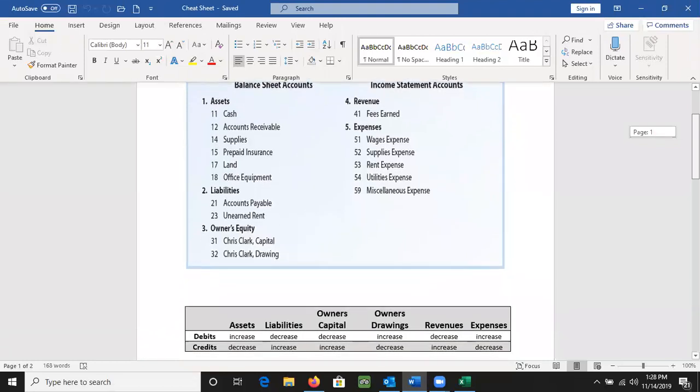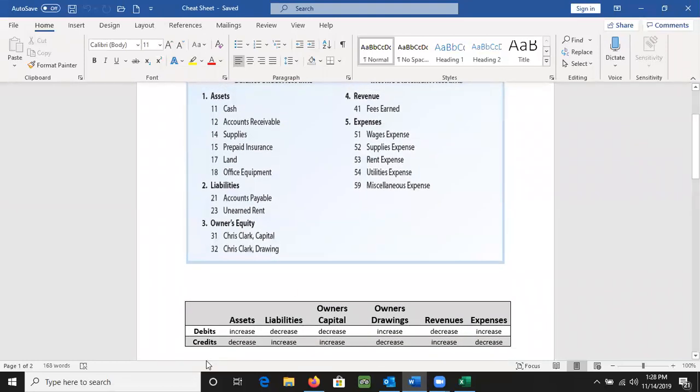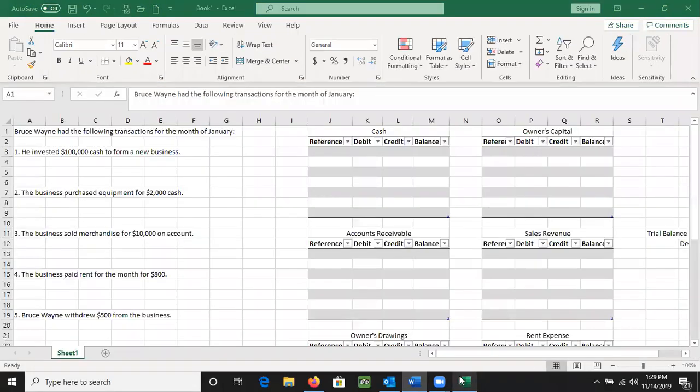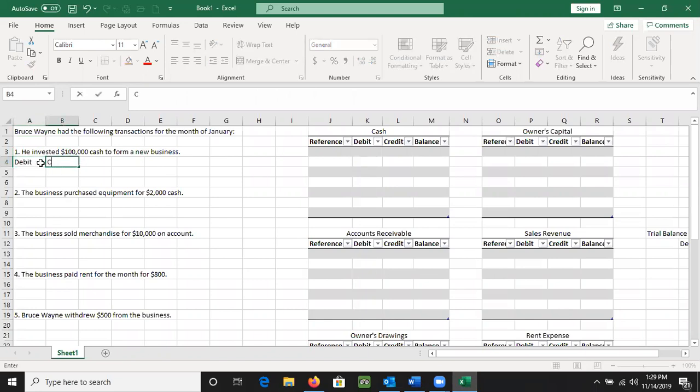Next, what I would do is I'd scroll down here to this table where debits and credits do. Let's look at cash. The owner is putting cash into the business. So from the business's point of view, is cash increasing or is it decreasing? It's increasing. The business is receiving cash. So since cash is an asset, again, you could use this to help you till you get familiar. Cash is an asset. If it's increasing, then you debit cash. So go to your journal entry, and I'll write the words debit cash 100,000.